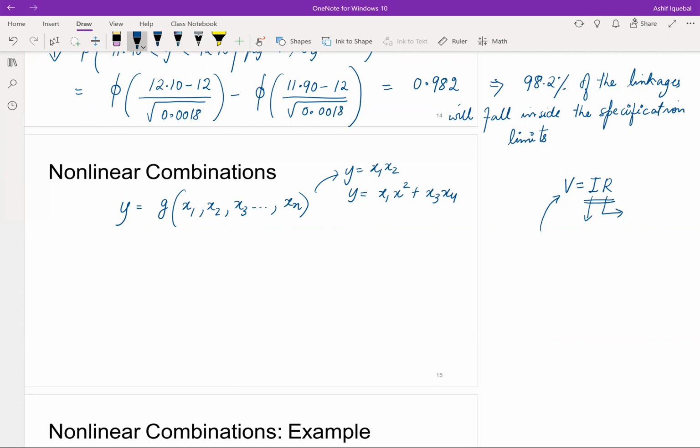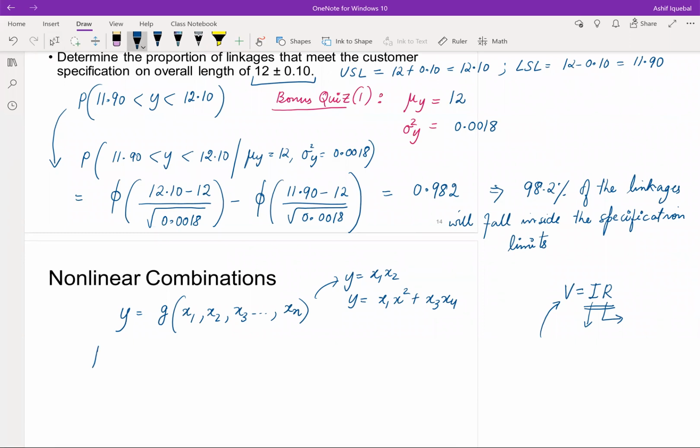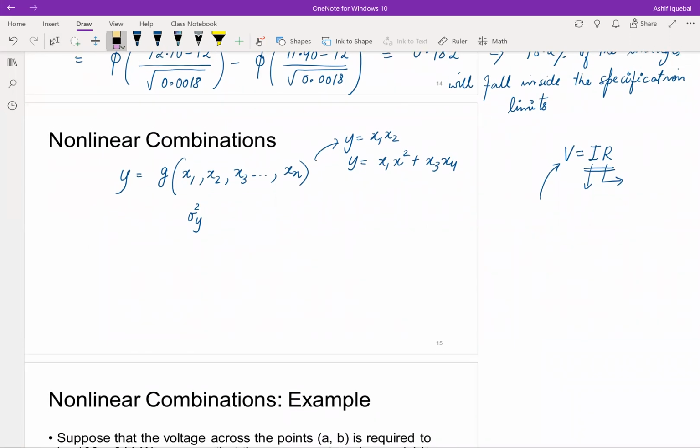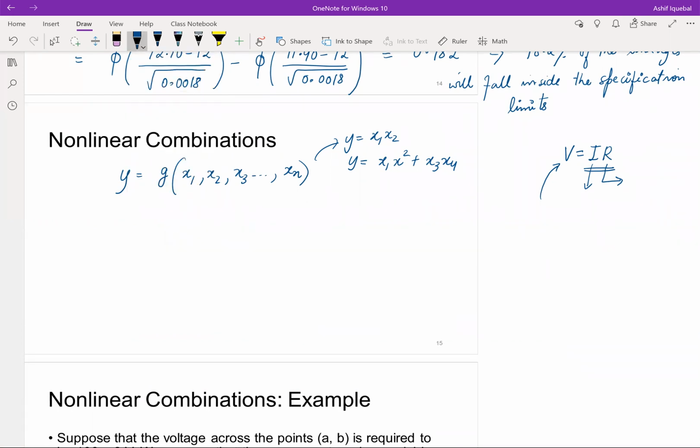So now once we know what the nonlinear combination is, similar to the previous case, we have to find out the mean of y and the variance of y, right? So let's try to find out the mean and the variance of y. Now, typically, if it's not a linear combination, it is not easy to find out the mean and the standard deviation.